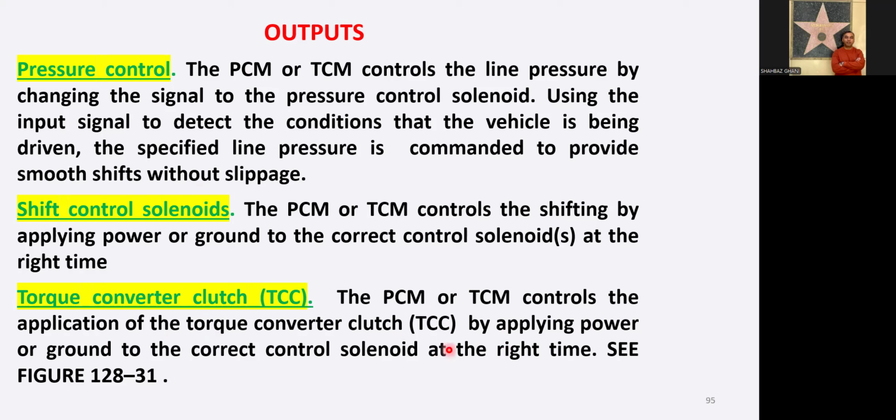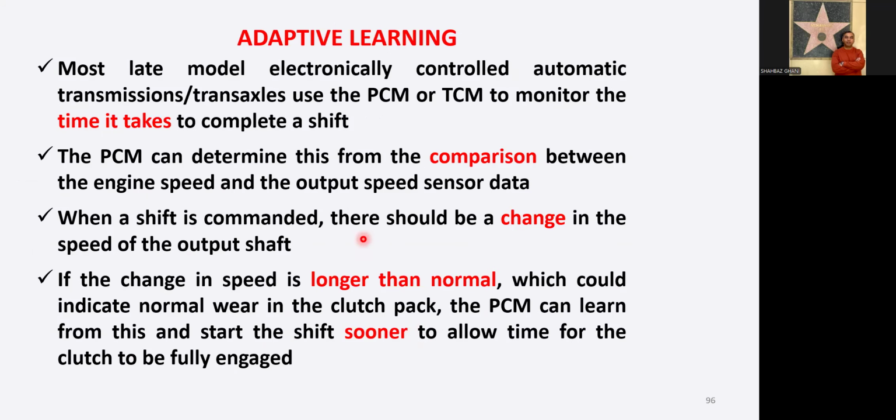So basically this sensor provides the line pressure, applying at the proper time to get the power or ground to the correct control solenoid at the right time. Then after these input and output sensors, we have adaptive learning.